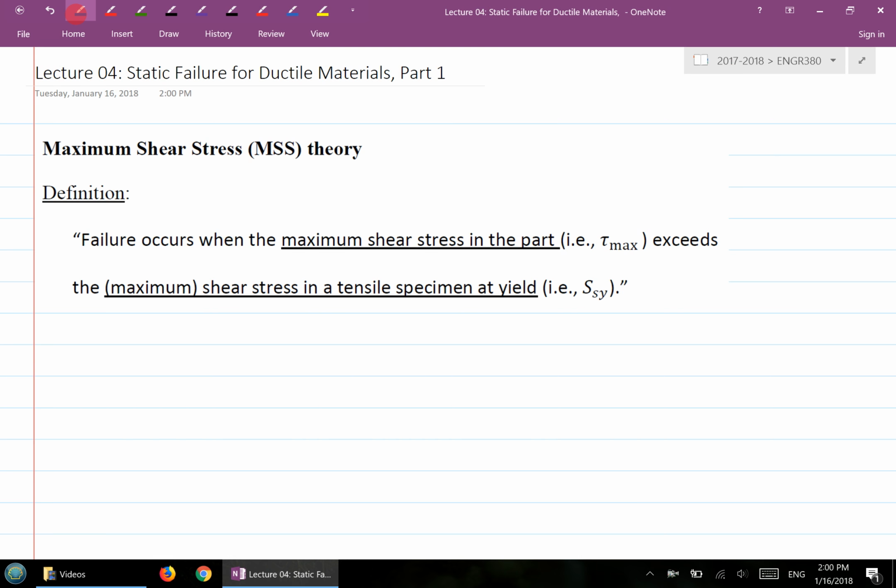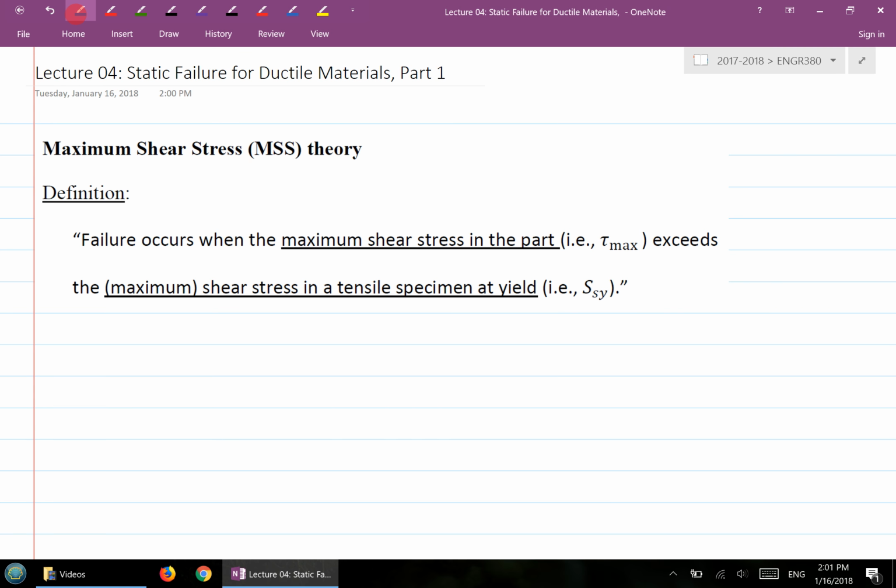Okay, so let's continue on the design for ductile material under static loading. I mentioned two theories that we're going to introduce for ductile material, and the first one is called maximum shear stress theory. This is what we started in the previous lecture.